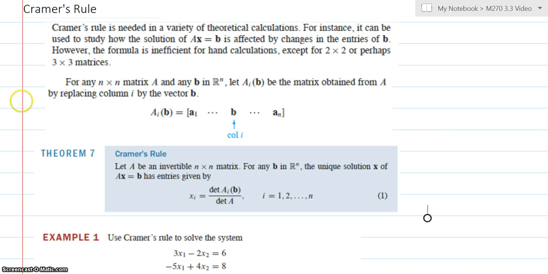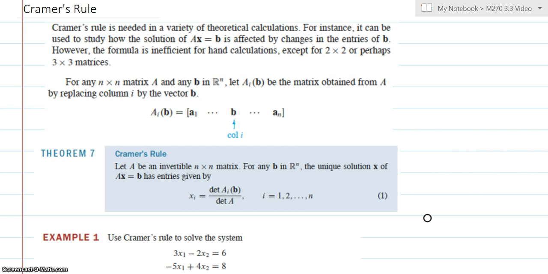I'm just going to start with reading the first paragraph here. Cramer's Rule is needed in a variety of theoretical calculations. For instance, it can be used to study how the solution of Ax equals b is affected by changes in the entries of b. However, this formula is inefficient for hand calculations except for 2x2s or perhaps 3x3s, because finding determinants of larger matrices does become a little bit more challenging.